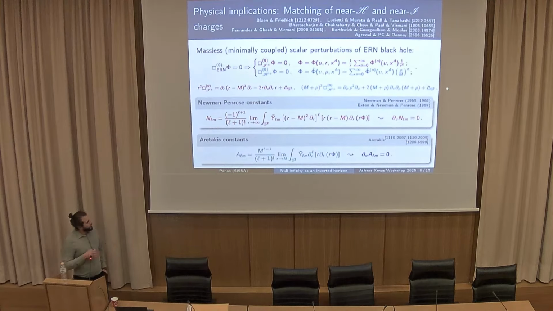So what I will show is that the Couch-Torrens inversions actually imply a matching of data between near null infinity modes and near horizon modes, a direct consequence of which will be the identification of two sets of conservation laws.